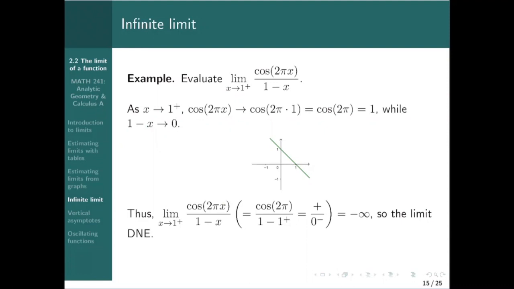So as we saw in the previous example, when we are dividing a number by another number that is getting closer and closer to zero, but is less than zero, then we have minus infinity. And because it's minus infinity, we say that the limit does not exist to give the complete information.